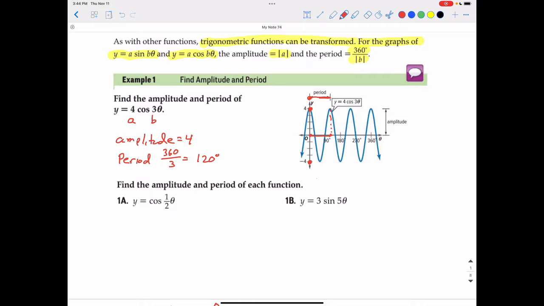Find the amplitude and the period of each of these functions. So the amplitude is the a value, and I don't see a number in front of the cosine, which means there's a 1 there, so the amplitude is 1. And the period is going to equal 360 divided by 1/2. 360 divided by 1/2 is 720, so it is 720 degrees. For 1b, the amplitude is 3. And the period will be 360 degrees divided by 5 for a 72-degree period.